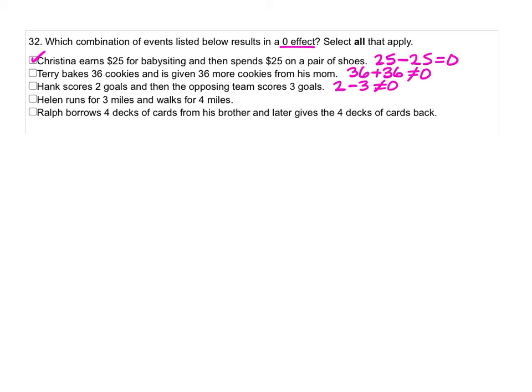Helen runs for 3 miles and walks for 4 miles. So the miles she walked does not equal 0. Ralph borrows 4 decks from his brother and later gives the 4 decks back. So these are opposites, and those do equal 0. And we're finished.